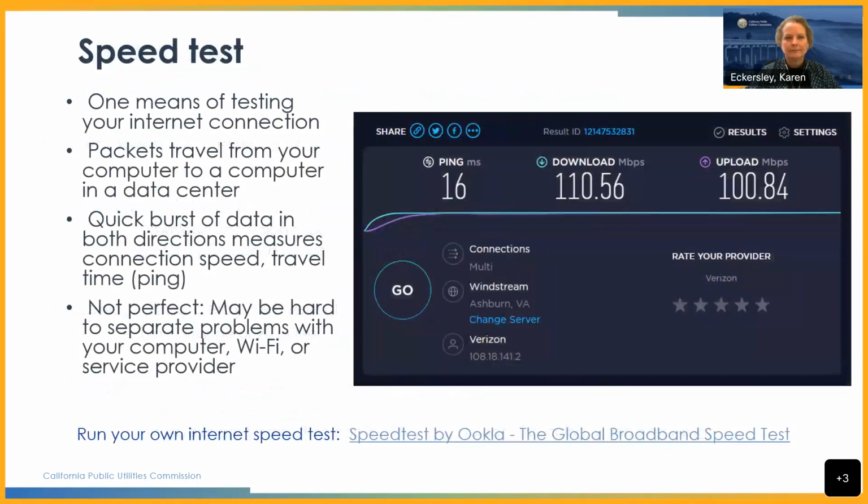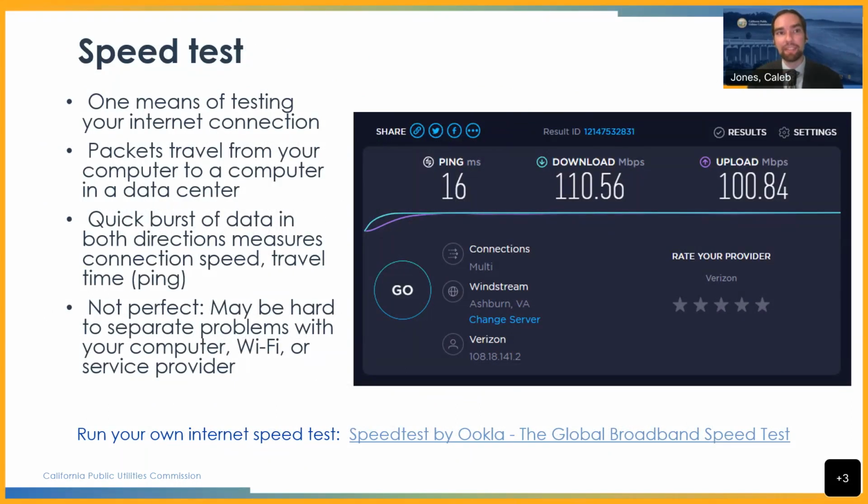One way of testing your network is a speed test. Some of you have probably used these before, but a speed test sends a few packets from your computer to a data center and back again, and measures how long it takes to complete that journey, to calculate the upload and download speeds for your connection. What you see in this illustration is symmetrical speeds of more than 100 megabits per second, which indicates that the user is likely using a very fast wireline connection, such as cable or fiber.